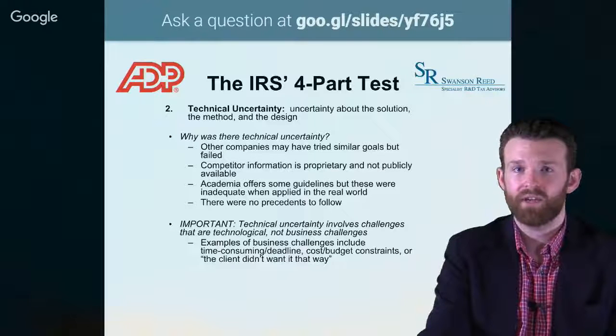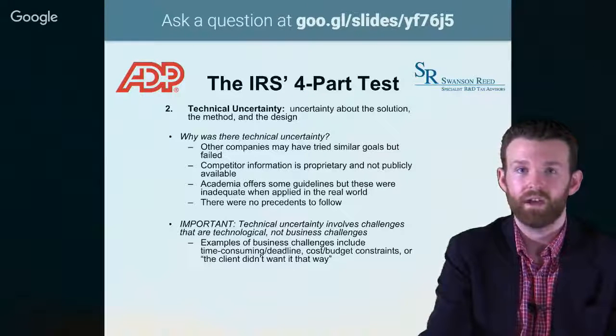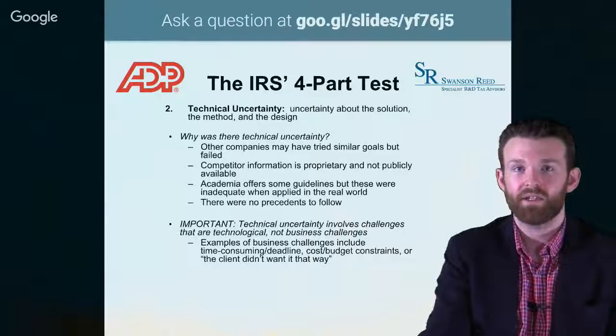It's also important to note that technological uncertainty refers to challenges that are technological and not business challenges. Business challenges include constraints like deadlines and budget. Maybe your company has a particular budget to conduct preclinical trials, but as you carry out the trials, you realize you need to conduct more research and you need to procure more materials to test, but you don't have the budget for it.